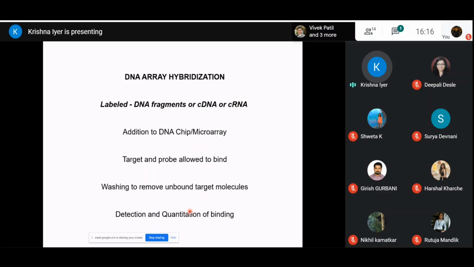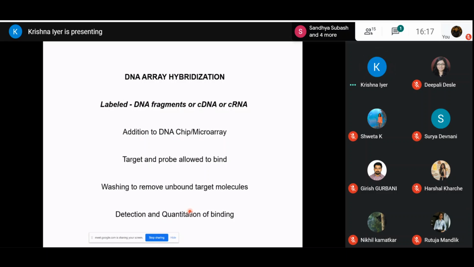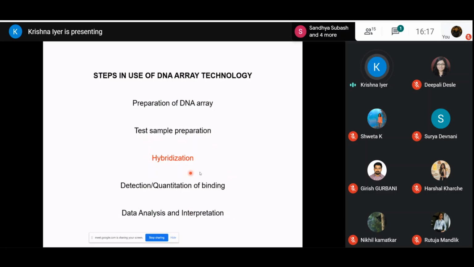So you add these labeled fragments onto the DNA chip that you have already made by either pipette technology or Affymetrix or Nimblegen technology, and then allow the target and the probe to bind. Okay, I give it time, make sure the conditions are stringent so that you don't get too much non-specific binding. And after binding has occurred, you wash to remove all the unbound target molecules. Okay, and then you detect and quantitate where exactly binding has occurred. So that is referred to as hybridization and detection and quantitation of hybridization.